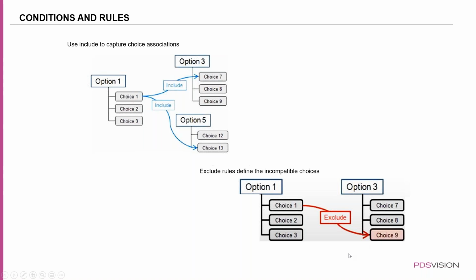And the other one being the exclude rule, and that simply means if I choose option 1 here, it will automatically exclude option 9 for me. So if I choose option 1, I can only choose between these two. So it basically forces you to do that.